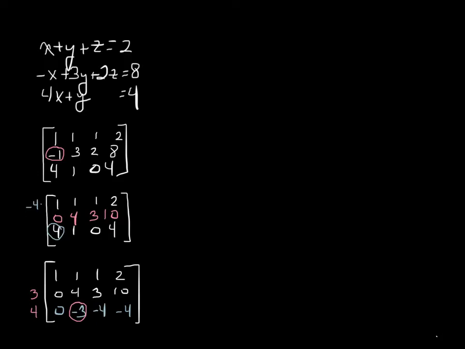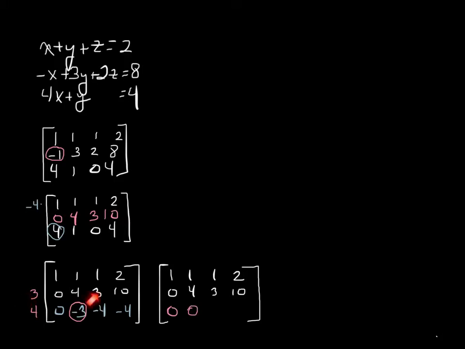So I'm going to draw the next matrix right here so they are next to each other. That's 0, 4, 3, and 10. Okay, last row. So we've got 3 times 0 and 4 times 0. That's just going to be 0. 3 times 4 is 12. 4 times -3 is -12, so that's a 0 like we wanted.